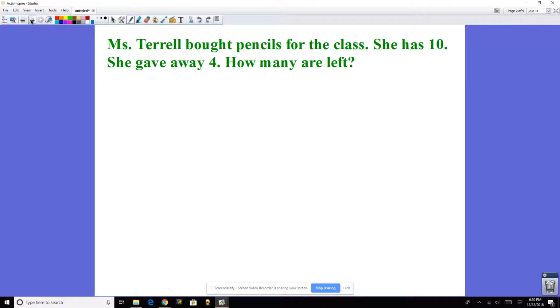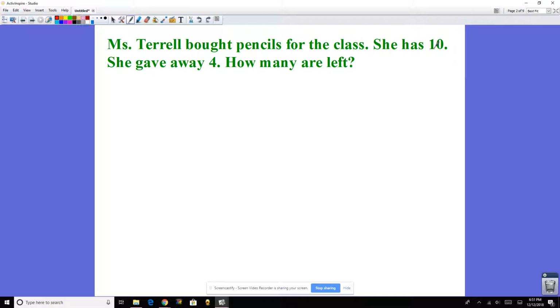Your next question should start with Mrs. Terrell. Miss Terrell bought pencils for the class. She has 10. She gave away 4. How many are left? So I need to look through these sentences and see which one tells me how many pencils Mrs. Terrell started with. Miss Terrell bought pencils for the class. This sentence does not tell me a number, so I don't need to circle anything.